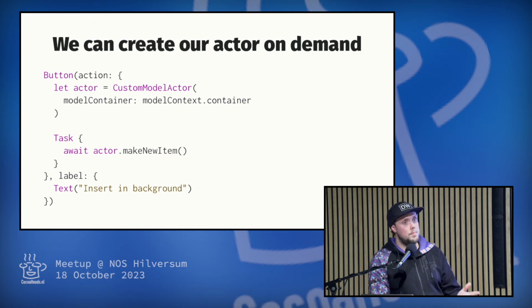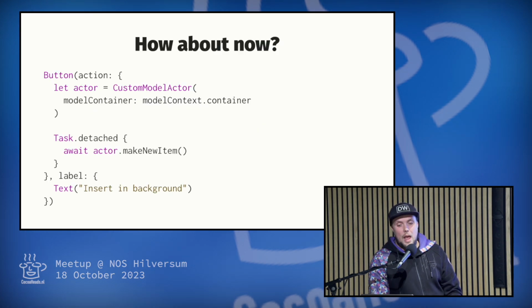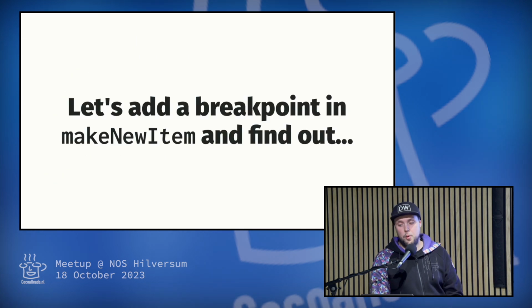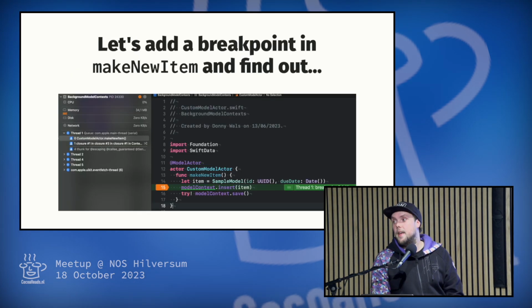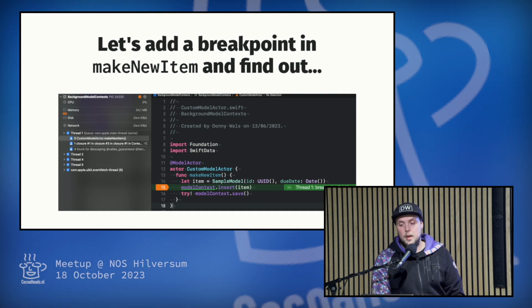And here's the real big question. Did that actually do something in the background? No, it did not. How about now? Does this do something in the background? Because now we're detaching to call actor.makeNewItem. Well, let's add a breakpoint in makeNewItem and find out. No, we're still on the main thread. As you can see right up top there, thread number 1, CustomModelActor makeNewItem.